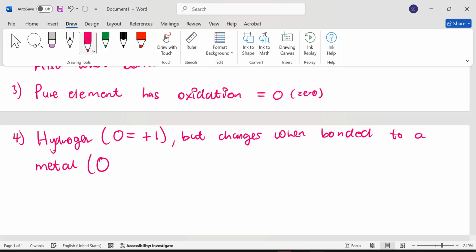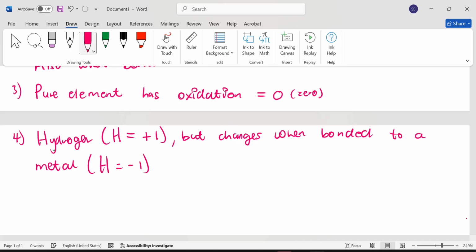Initially we know that the oxidation number of hydrogen is positive 1, but it actually changes when it's bonded to a metal. So what does it become? It becomes a negative 1. So when it's bonded to a metal, it becomes a negative 1.